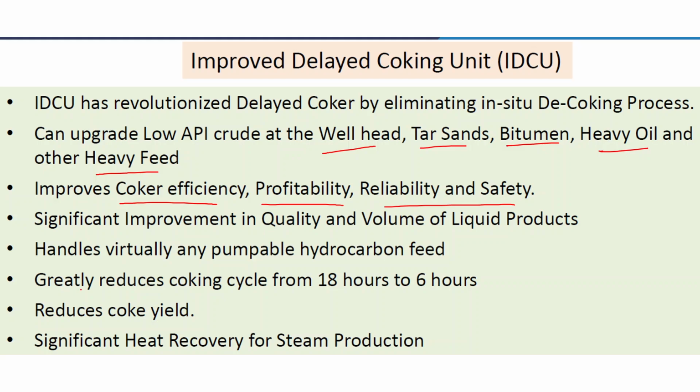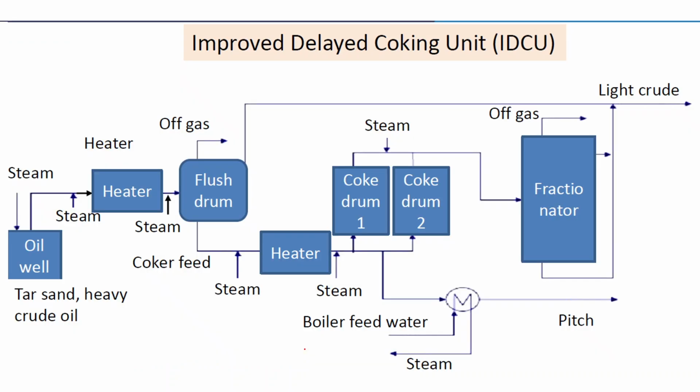So the difference with this, and why it is called improved delayed coking, is that it greatly reduces the coking cycle. In delayed coking, the residence time was 18 hours, but here it is 16 hours. Therefore, it is called improved delayed coking. It also reduces coke yield, and there is significant heat recovery. The byproduct heat can be used for steam production.